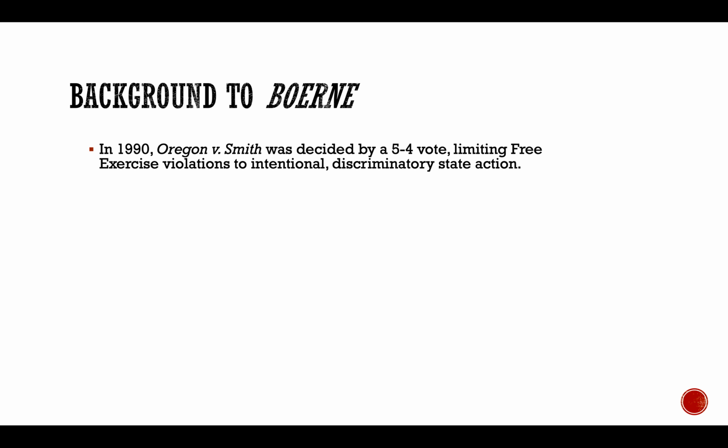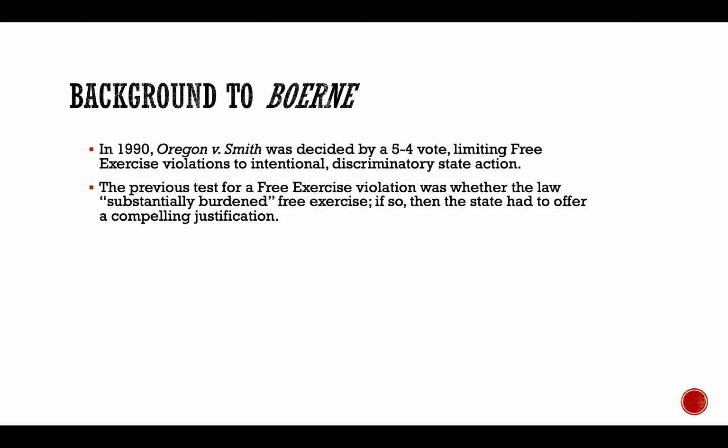And their claim was that the state law that prohibited unemployment benefits to them was violating their free exercise rights. And they had relied on precedent that suggested that when a state imposes a substantial burden on the free exercise of religion, then the state is required to show a compelling justification for that statute. So this was the law that existed at the time that the Smith case was heard.